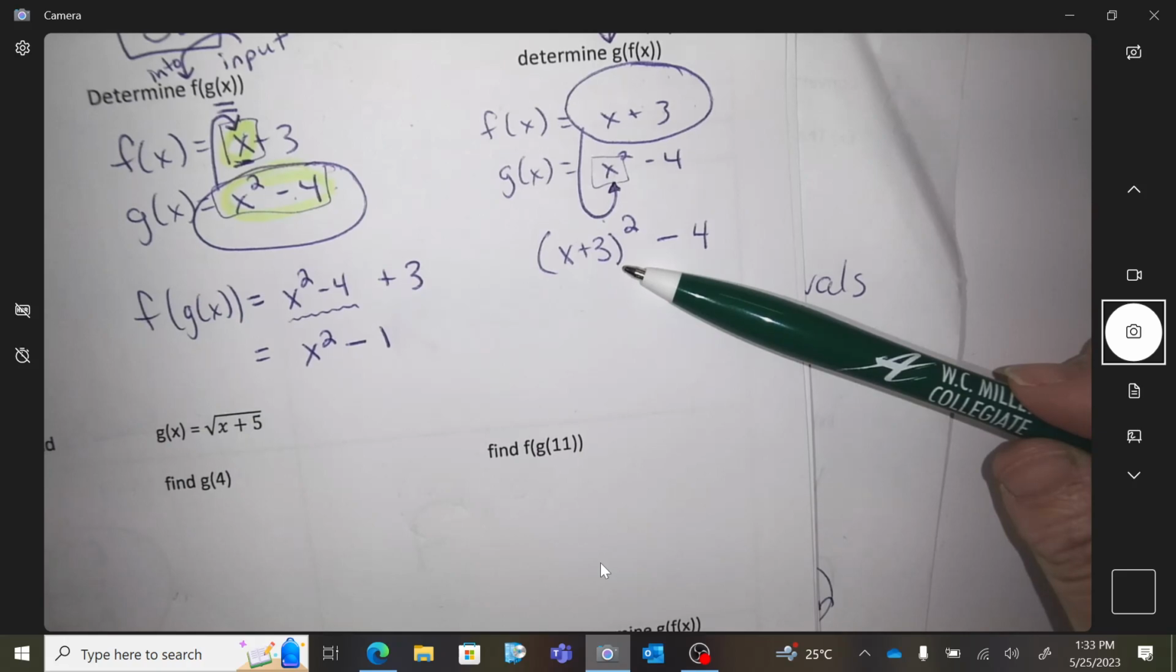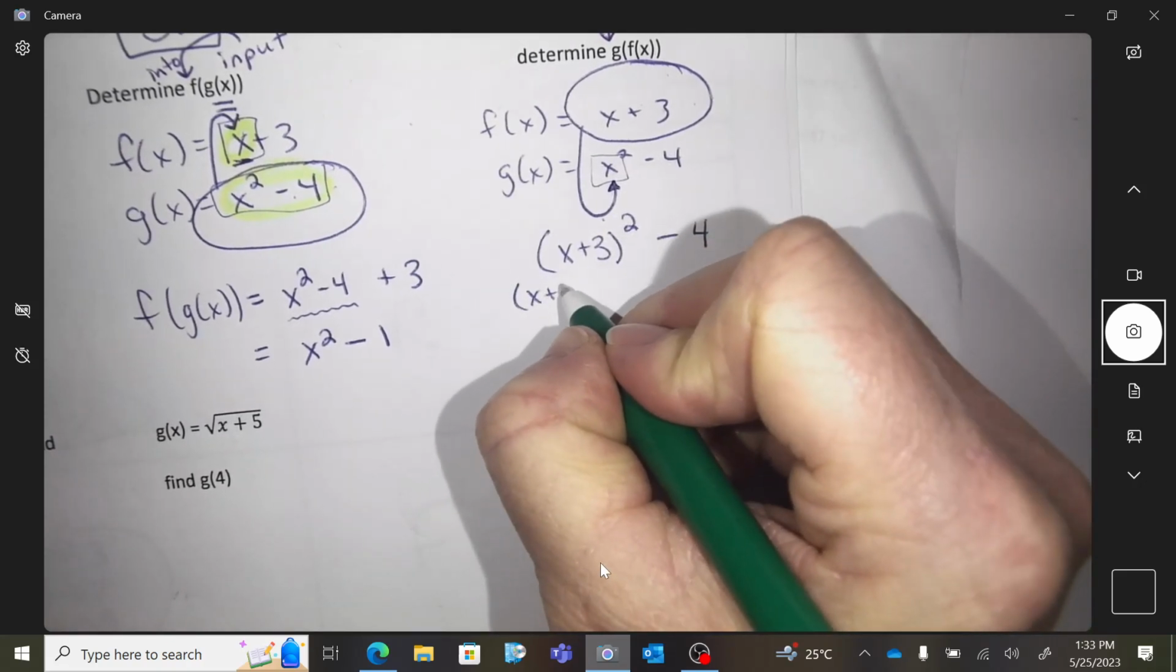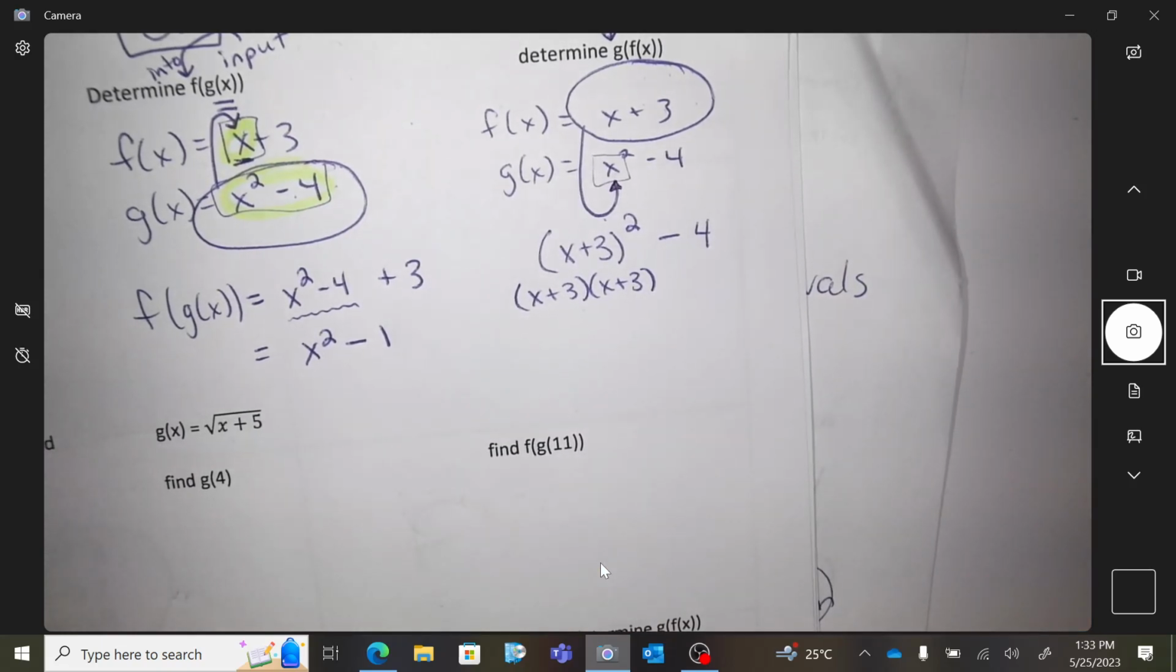And why? Does anybody know why? Don't you just distribute the brackets? So x plus 3 squared looks like that, which means I have to do what with two binomials? FOIL. Yeah. Okay. This mistake happens all the time.